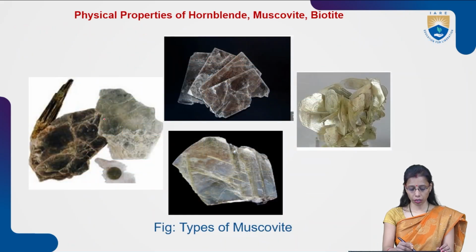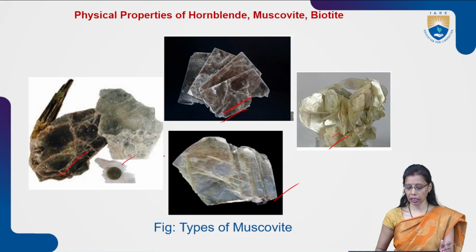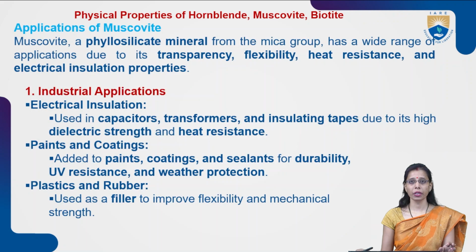Now, these are the different types of muscovite. We can say it has different colors here. So all are having thin sheets here. So this one is a different one, but because of the content and the formation, this may appear in a different color. Now, what are the applications of muscovite?